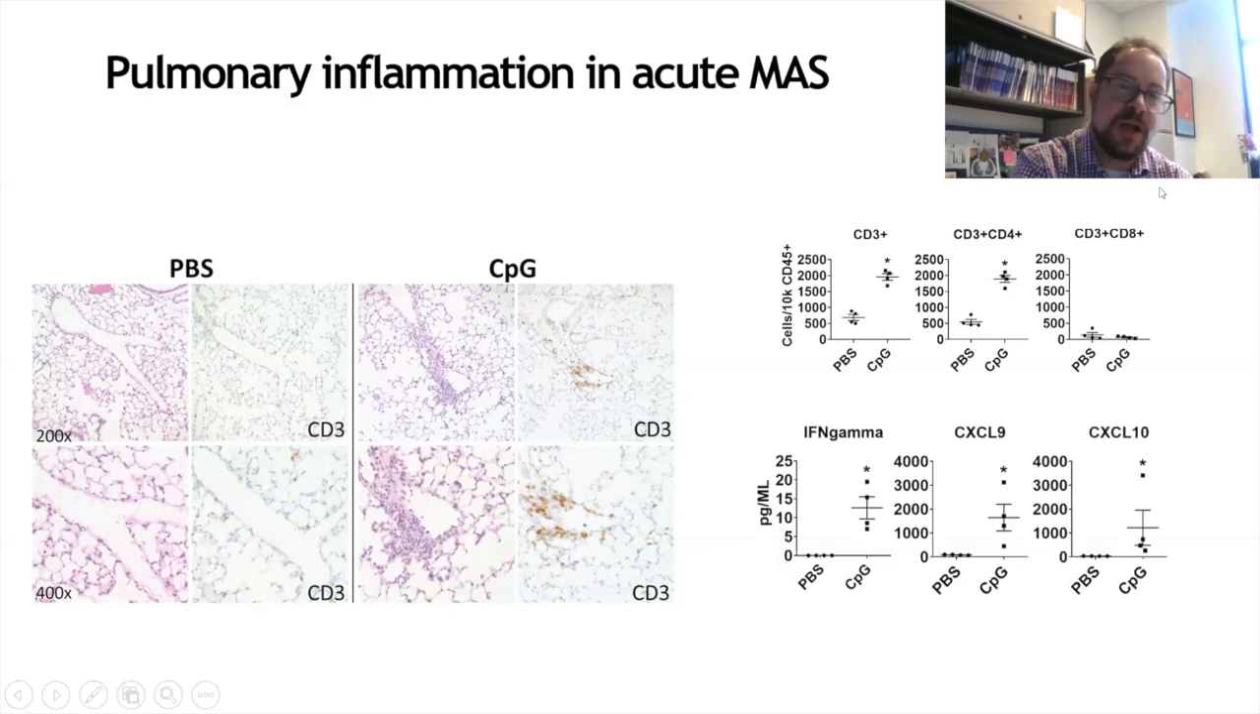And then if we take those lung homogenates and look at cytokine profiles, we see a significant increase in interferon gamma and those interferon-induced chemokines, but not any other pro-inflammatory cytokines. This is in contrast to the periphery, in the serum or the spleen, where you see everything going up. This is very specific for an interferon gamma-induced increase.